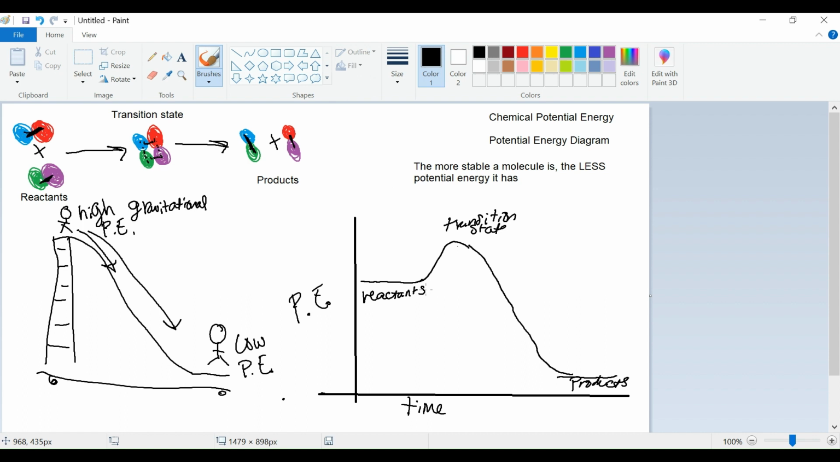So I'm going to label a couple more things in here. So we said that the amount of energy required to get to my transition state, we labeled that in our last video. We said that was called activation energy. So I'm going to label that here. So this amount of energy is equal to my activation energy.